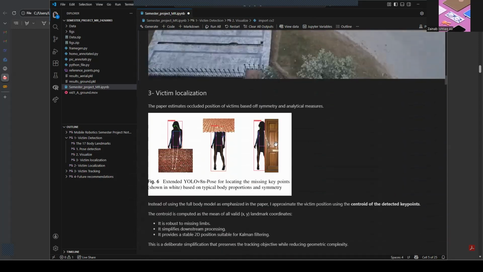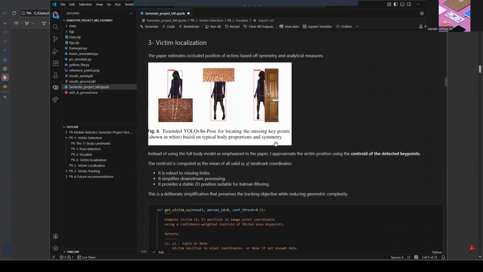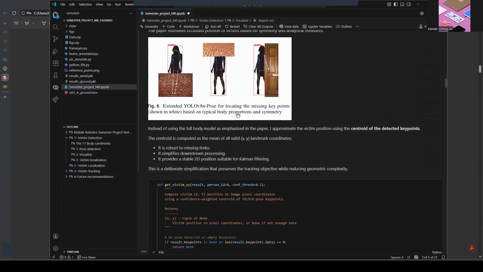And for that, we've used victim localization. The way in which the paper goes is it uses symmetry and iterative methods to kind of assume where the landmarks would be if a person is being occluded by different obstacles. So you can imagine in a search and rescue scenario, a person would definitely be under rubble or under trees, and all the landmarks may not be detected properly. So for that, the paper uses different methods to estimate the missing key points.